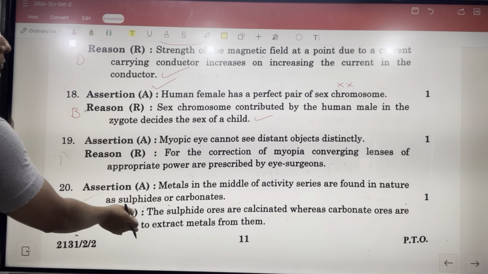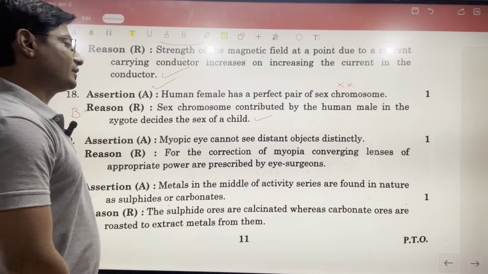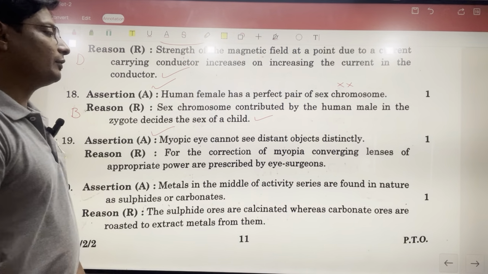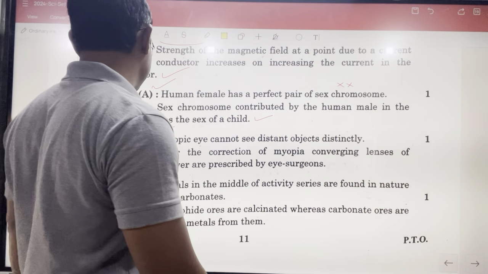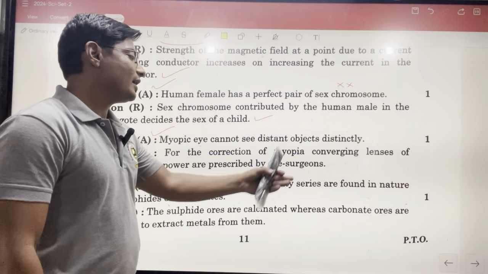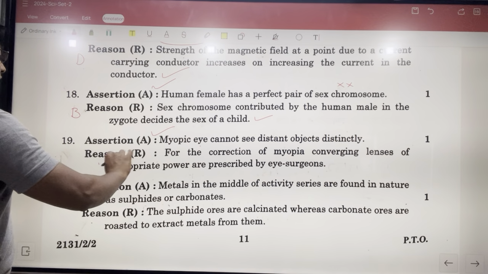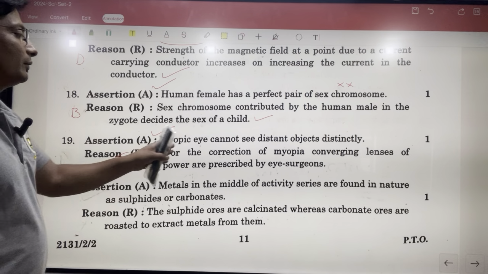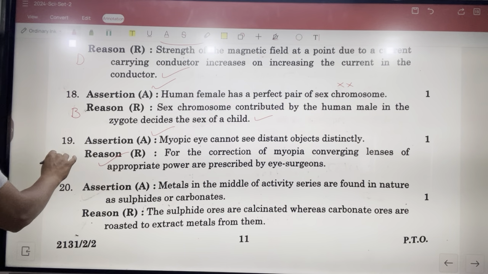Fine. Then, myopic eye cannot see distant objects distinctly, which is a correct statement. The reason is, for the correction of myopia, converging lenses of appropriate power are prescribed by eye surgeons, which is also a correct statement. So here the reason is not necessary for the assertion to be true. Therefore, again for this, I will select option B.